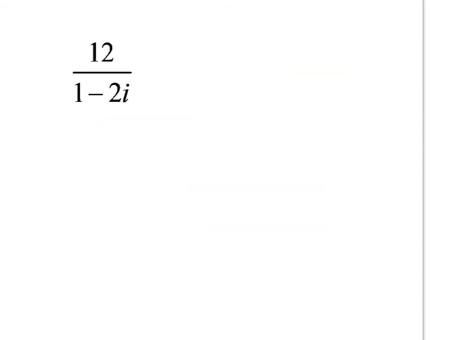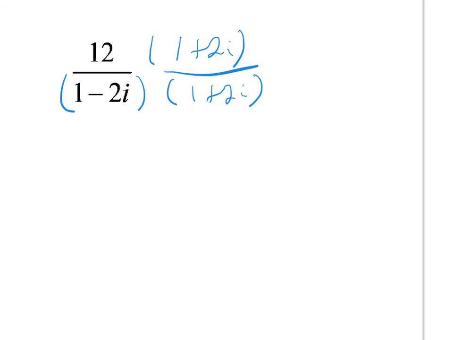12 over 1 minus 2i. This time I just can't multiply by i or by 2i. I need to multiply by the conjugate, both top and bottom. So I have 1 plus 2i, 1 plus 2i, because the conjugate of 1 minus 2i is 1 plus 2i.